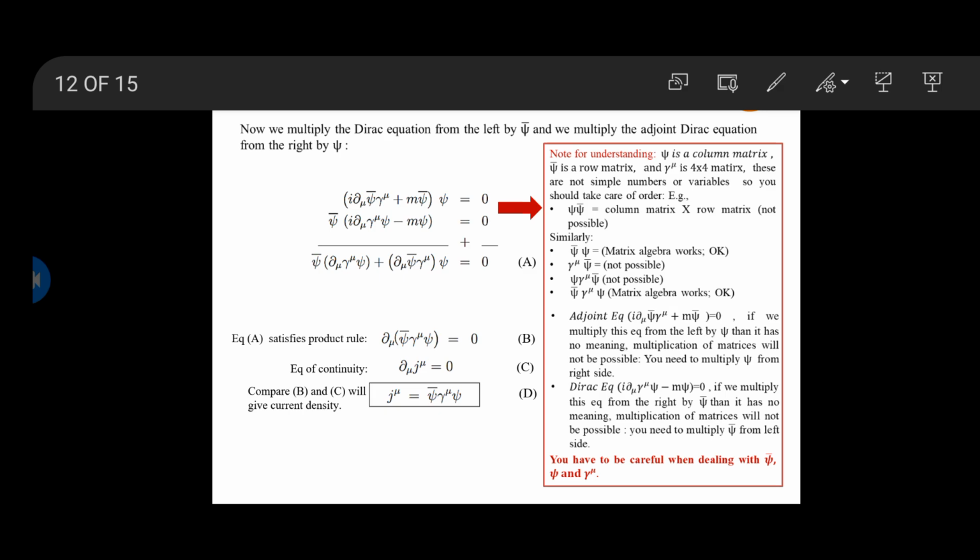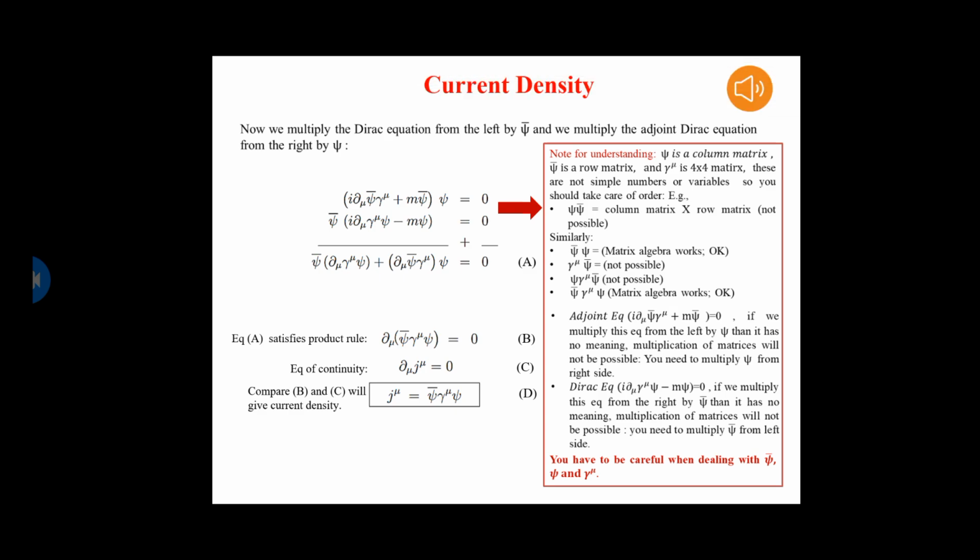Equation A satisfies the product rule. Partial mu into psi bar gamma mu psi is equal to 0, marked as equation number B. And the equation of continuity, as we know, partial mu j mu is equal to 0, marked as equation number C. Comparing B and C, we get the current density, j mu is equal to psi bar gamma mu psi. This is called current density. Here inside the box some rules for current density are given. You can simply point out or remember these rules to calculate the current density.